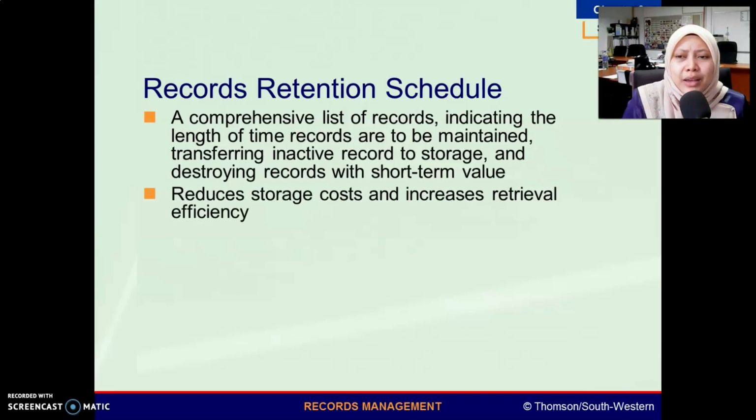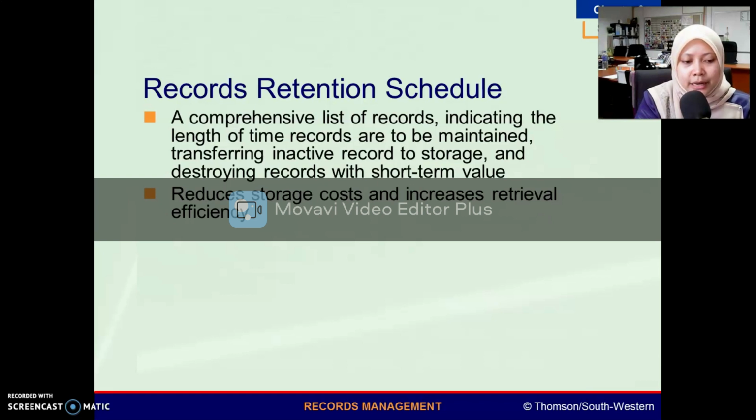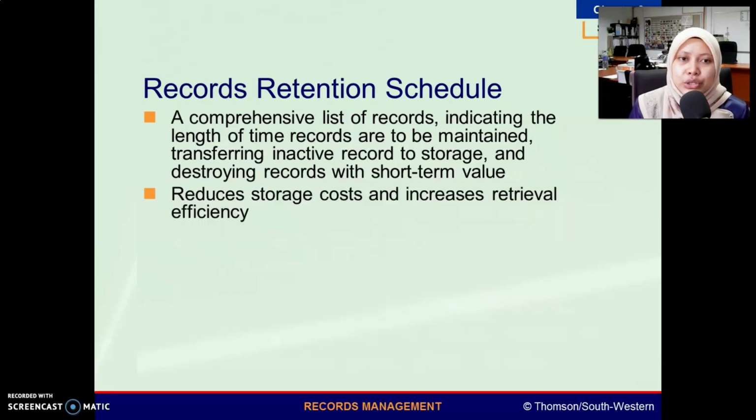Alright, and why do we need to have this kind of retention schedule dekat dalam company kita? Kenapa kita kena ada jadual penyimpanan? Okay, ini simpan berapa lama, lepas tu bila nak transfer dekat inactive record, dan bila nak destroy. Kenapa kita kena ada all this? Because it will help us to reduce the storage cost.